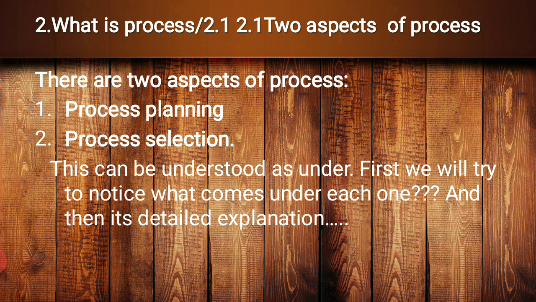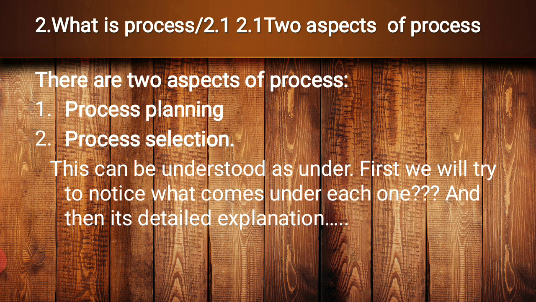Now what we are trying to see is another aspect of process. That means what process is all about, what it is made up of. Then it is made up of two important aspects. One is process planning. Planning means beforehand we are designing something. Beforehand we are keeping things ready for us, and process selection is at the end we try to select from the various alternatives available.